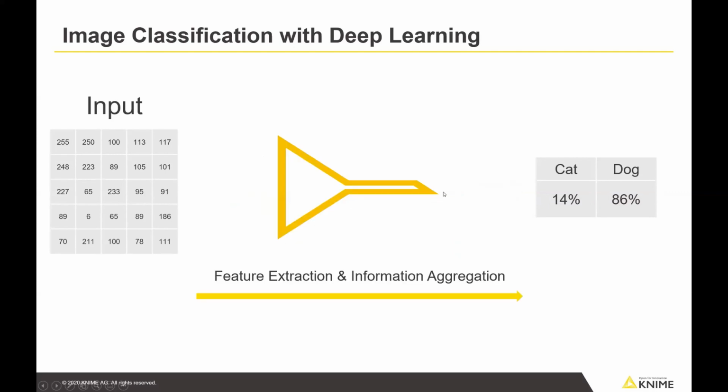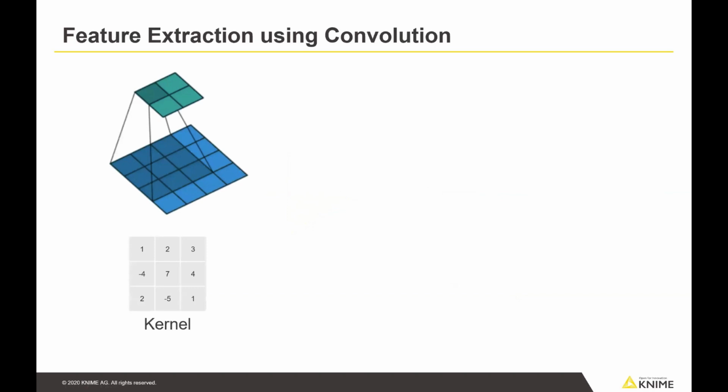For image classification with deep learning, this is based on two major concepts. The first one is feature extraction and the second one is information aggregation. So we need to map from this high dimensional input space, from a large amount of numbers, to only 2 numbers. And I wanted to visualize this with this funnel here in between. So how can we do feature extraction? For images, feature extraction can be done using the so-called convolution operation.